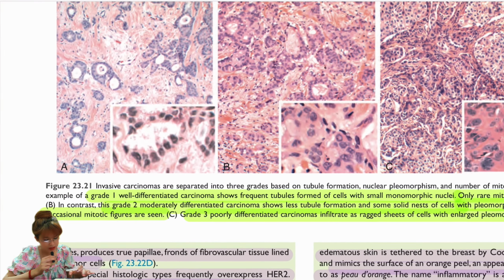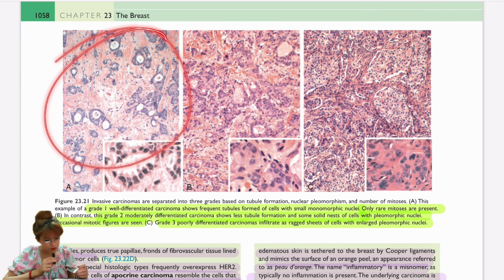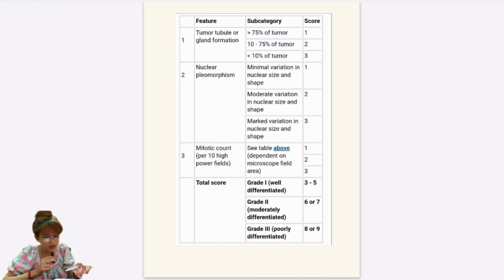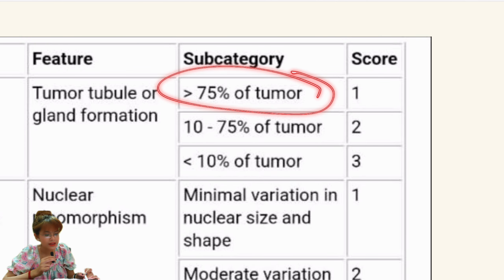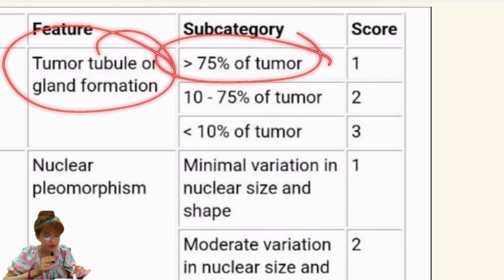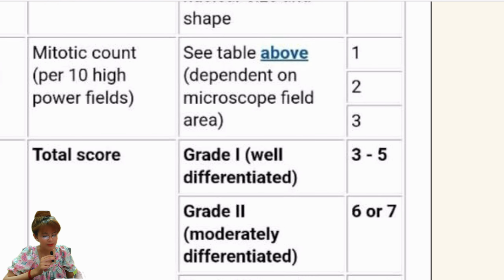In this image you can see this is grade 1, a well differentiated carcinoma showing frequent tubules with small monomorphic nuclei, and this one is grade 2, which is moderately differentiated. They show less tubule formation and some solid nests of cells with pleomorphic nuclei, and here you can see just sheets of cells and no tubule formation. If the tubule formation is more, then the score is less, meaning it is a comparatively better grade, well differentiated grade 1, right? Therefore ultimately it will fall under the grade 1 category.